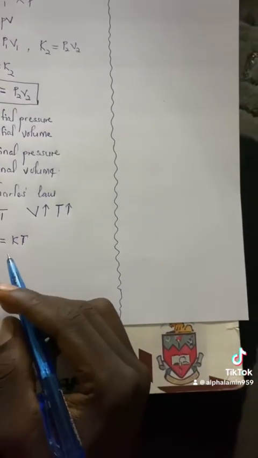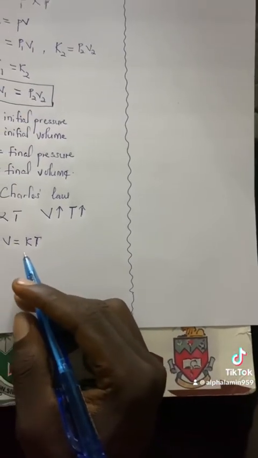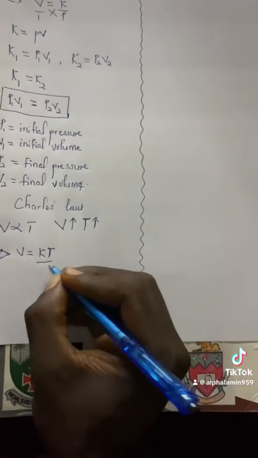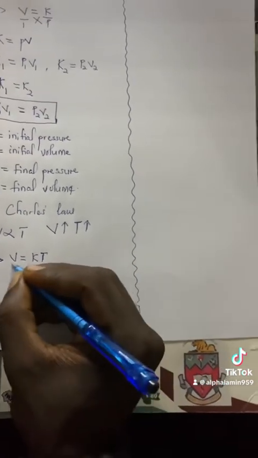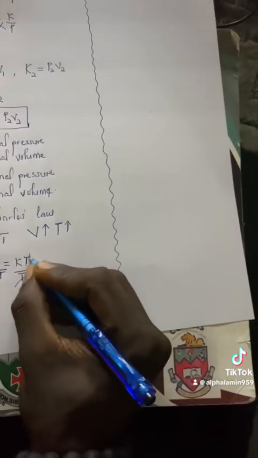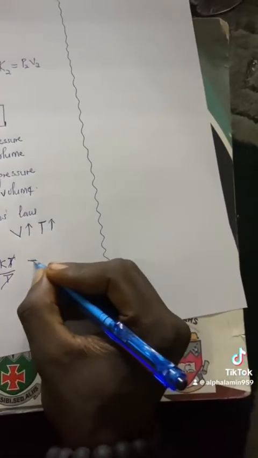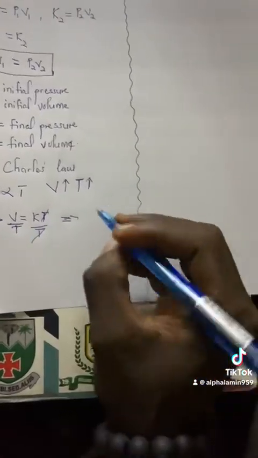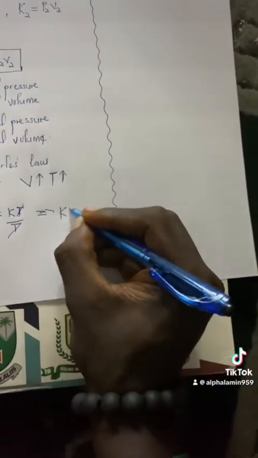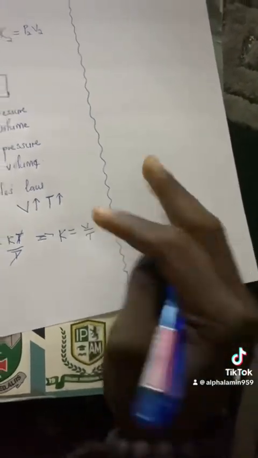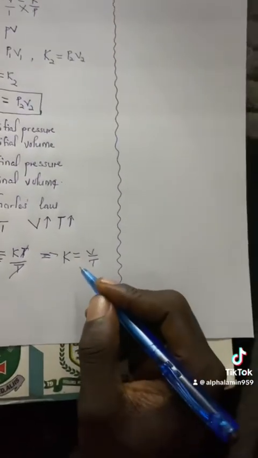So what is going to happen? We try to make K the subject, and in making K the subject, we divide here by T. We divide here by T. So this cancels this. So here we are left with K, and here we have V over T. So K will be equal to V over T.